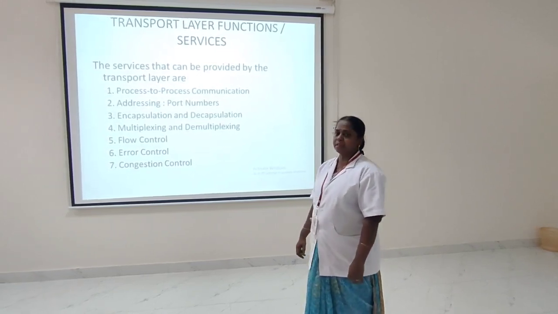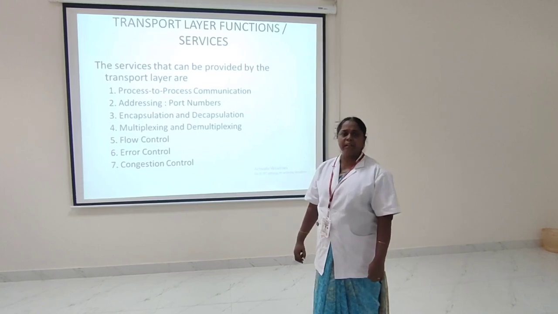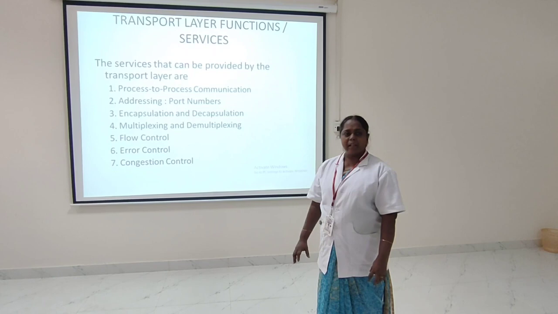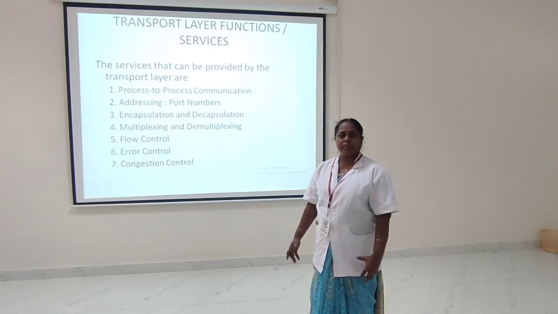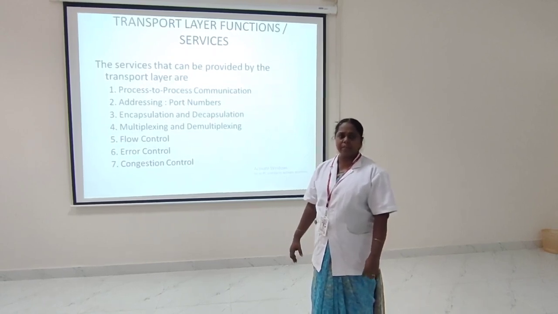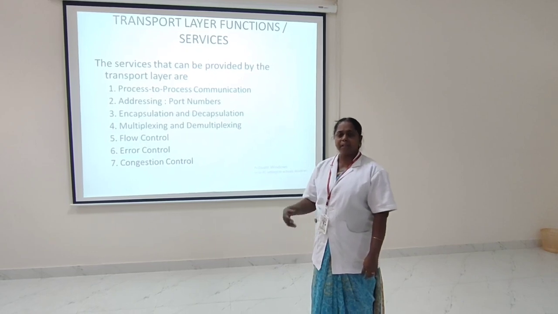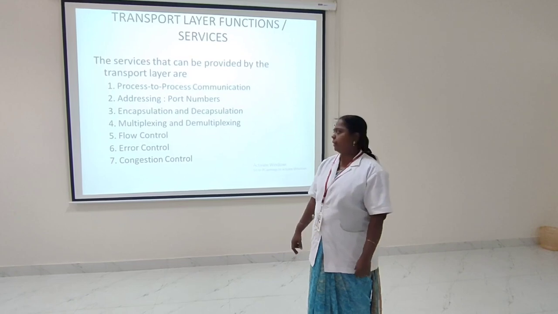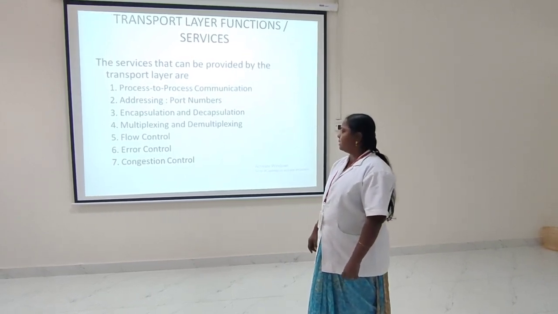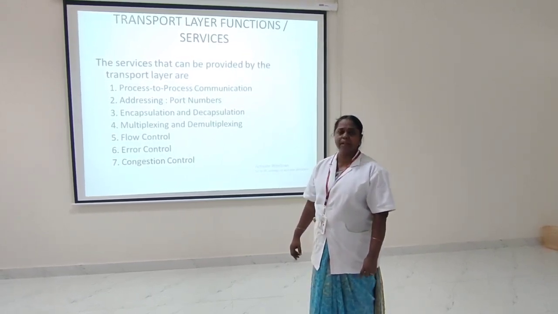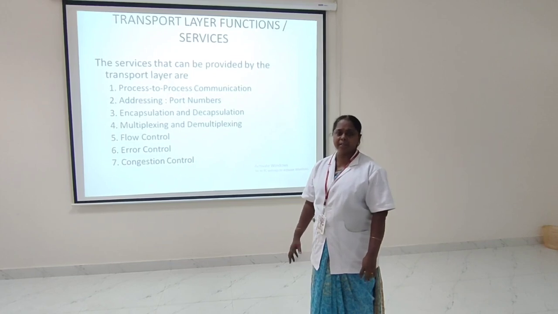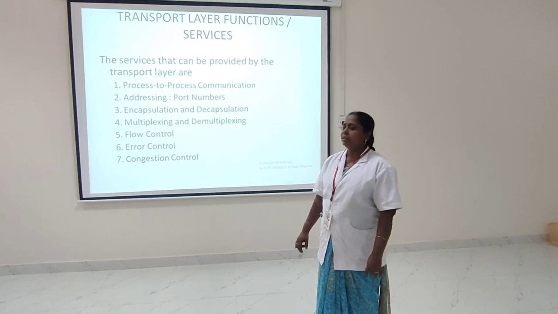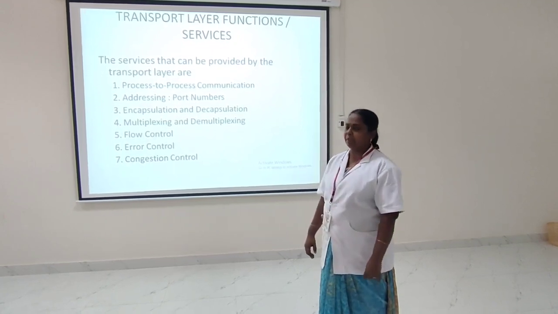Encapsulation and decapsulation. Once the data is processed, the data will be sent to the destination, and it will be converted with other information along with the packet. That is encapsulation. At the receiver, the same packet will be decapsulated to the original format. Then multiplexing and demultiplexing. Data is not sent as it is from the source to the destination. It will be converted into another form, and the modulation will be changed, digital, with multiplexing and demultiplexing.